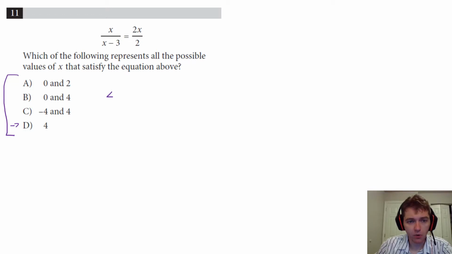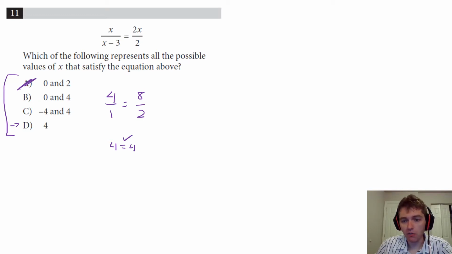You're left with 4 over 1 is equal to 2 times 4 will be 8 over 2. So you're left with 4 is equal to 4, so that's correct. So 4 is definitely one of the numbers, which means you can eliminate A because it does not include 4. So now it's just a question of what's the other number that satisfies this equation. Is it negative 4 or is it 0?